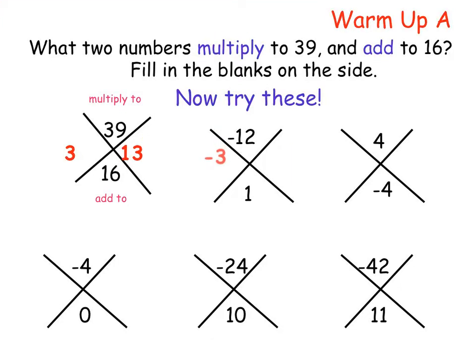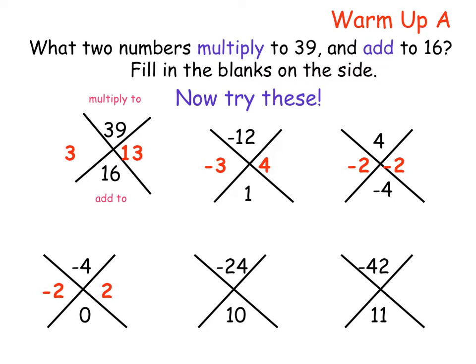All right, now check your work. We'd already finished that one. So what comes to a product of 4 and a sum of negative 4? Negative 2 times negative 2 multiplies to positive 4 and sums to negative 4. What multiplies to negative 4 and sums to 0? Negative 2 and positive 2.